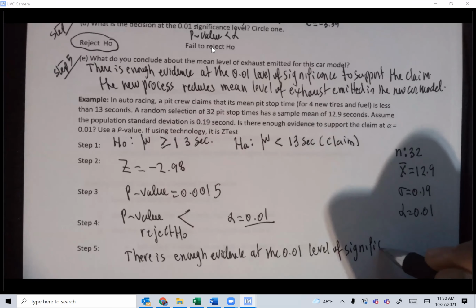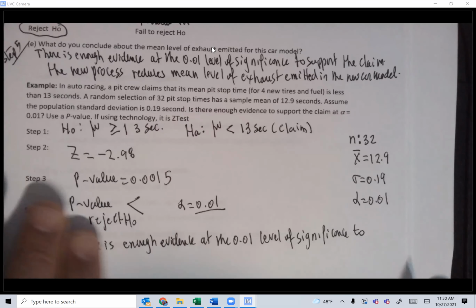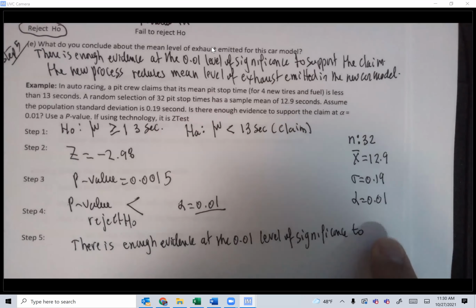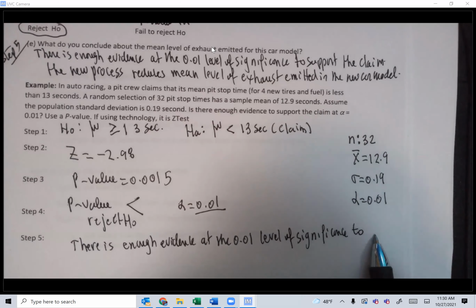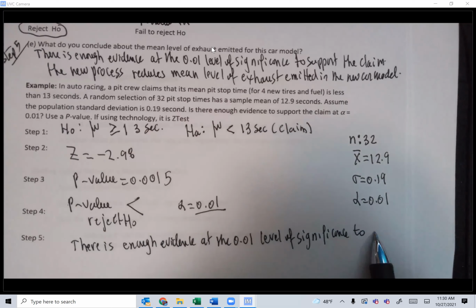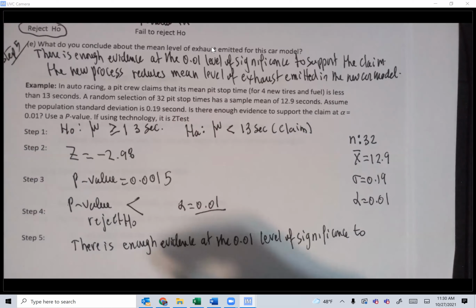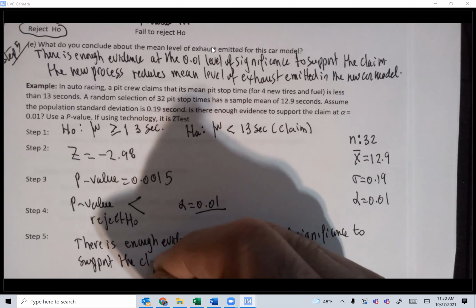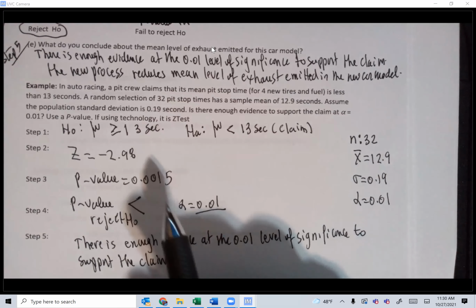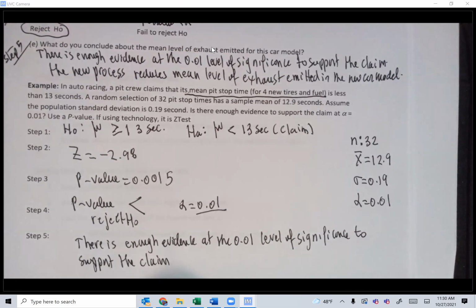Okay. If you're doing this work online, when you come to this one, it's going to ask you to choose between reject or support. If the claim is in HA, you use the word support. If the claim is in H0, you select the word reject. So since the claim is in HA, it's going to be support. There is enough evidence to support the claim, and then just copy and paste the claim, whatever the claim is. There you go, it's right here: that the mean pit stop time is less than 13 seconds.